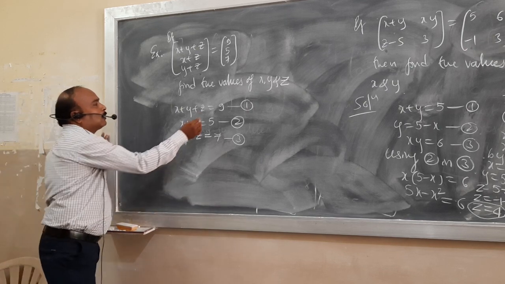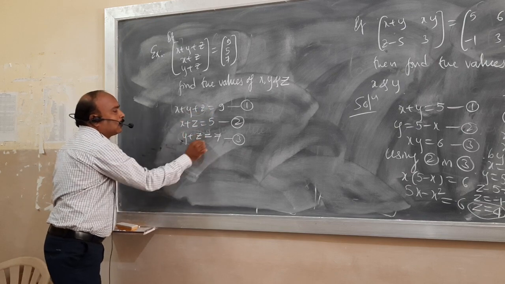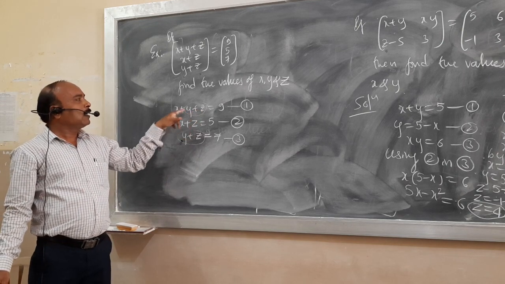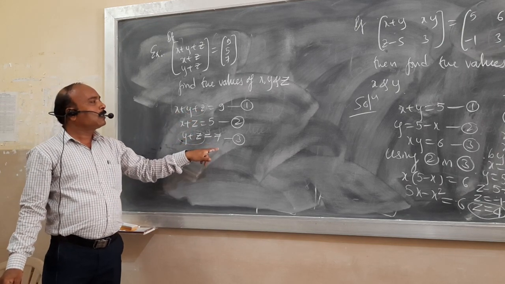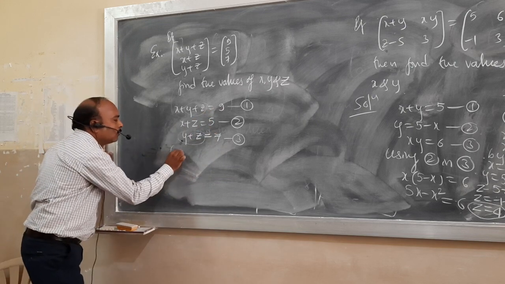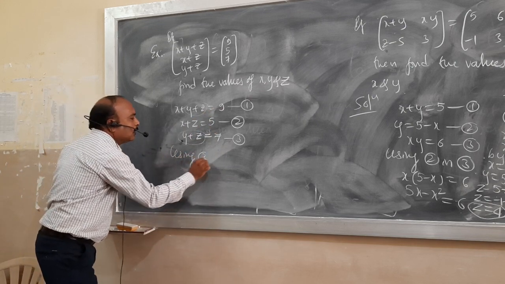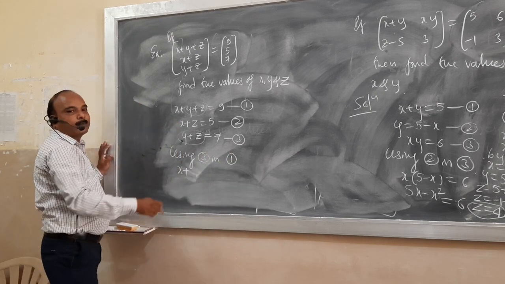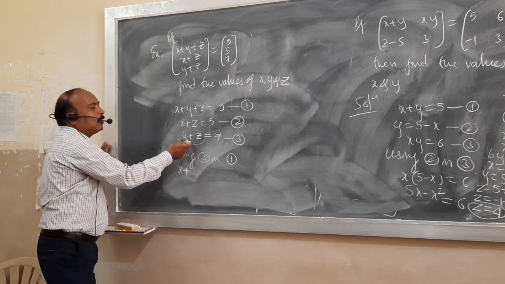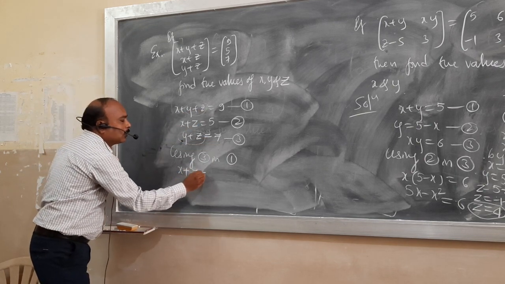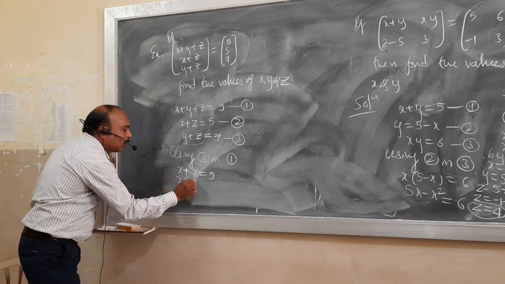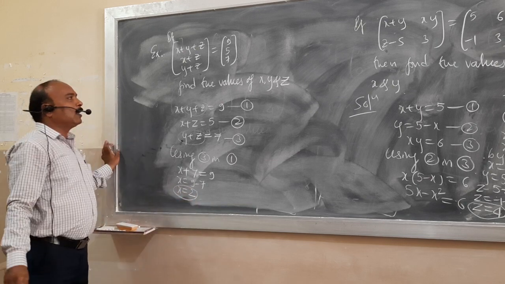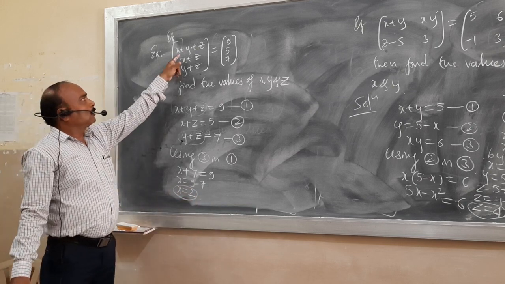Now you observe that the y plus z value is present in equation number 3. If you substitute the y plus z value in 1, directly you get the value of x. Using 3 in 1, then you get x as it is plus y plus z. Y plus z value is what? 7. So x plus 7 equal to 9. So x equal to 9 minus 7, x equal to 2. So it is the first value in the given question.